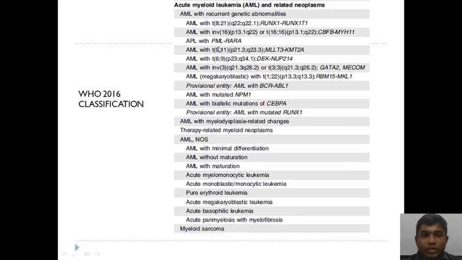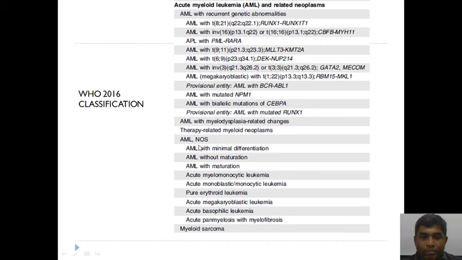If you look at the recurrent genetic abnormalities, there is a big list. We have seen a few of the commoner ones, and APL with PML-RARA. This is what we call acute promyelocytic leukemia, in which the important feature is the presence of abnormal promyelocytes, whereas in most other categories you see myeloblasts.